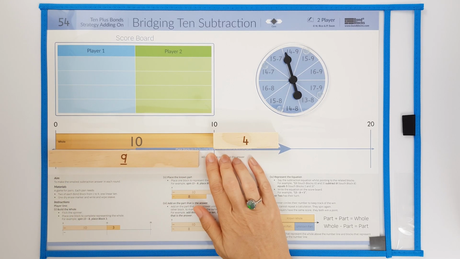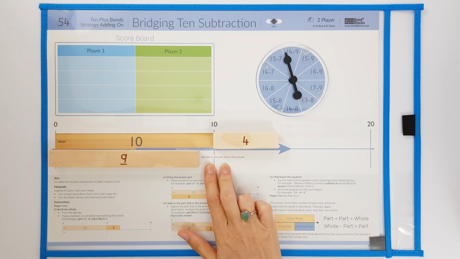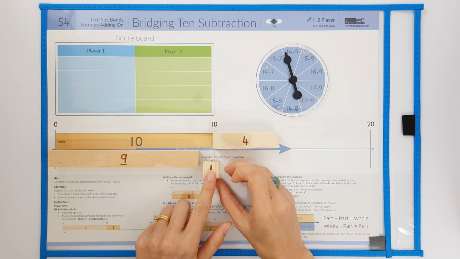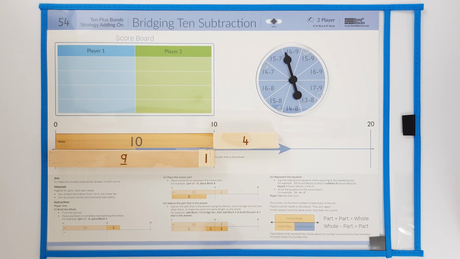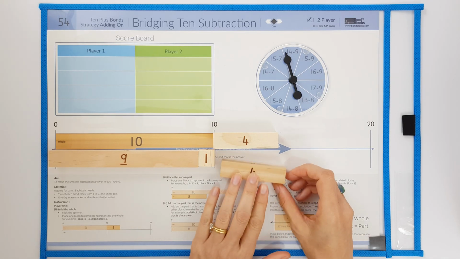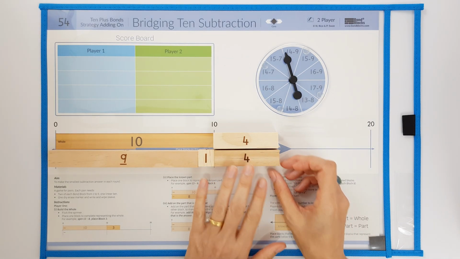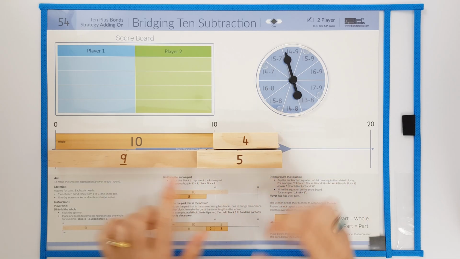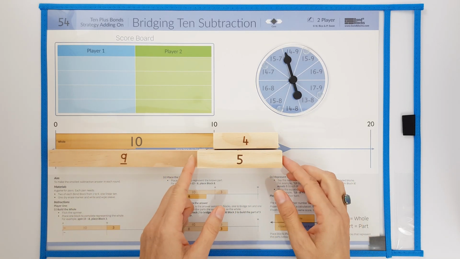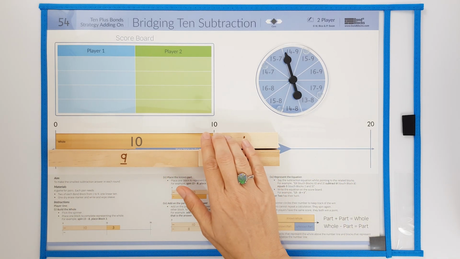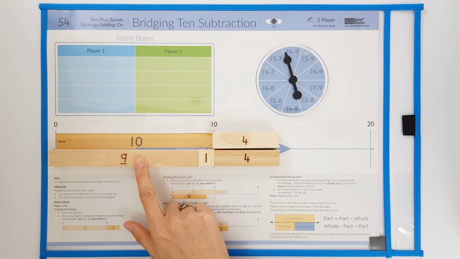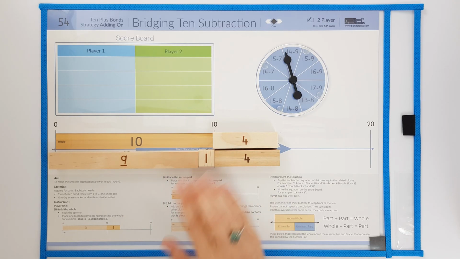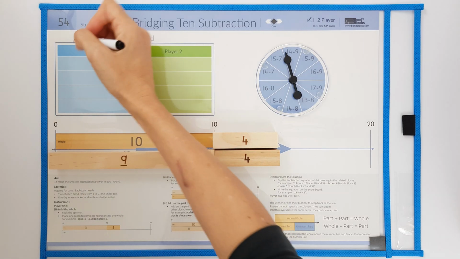We are going to add on a block, that is the answer, but we're going to do this in 2 blocks to bridge 10. I add on 1 to bridge 10 and 1 more block to make my parts equal to the length of my whole. I have added on 5 to the part I knew of 9. So I say 14 subtract 9 equals 5 and record this.